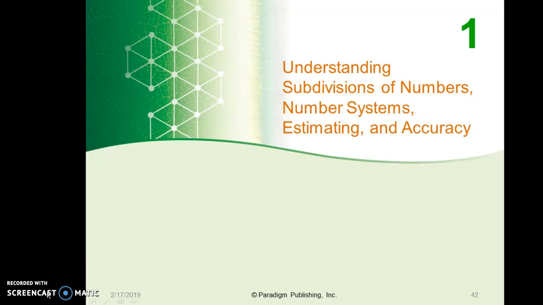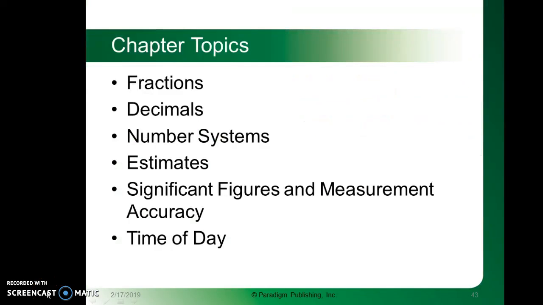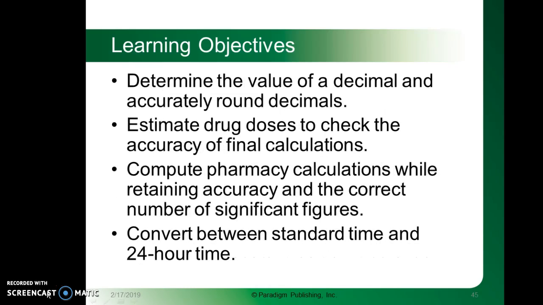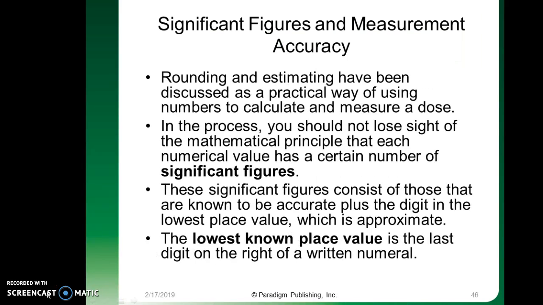Okay, so continue on with chapter 1. Our next one is significant figures and measurement accuracy. Our topics are computing pharmacy calculations, or retaining accuracy at the correct number of significant figures, which is our learning objective for this section.